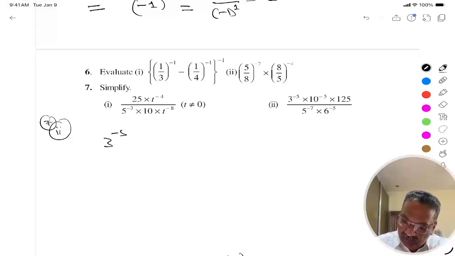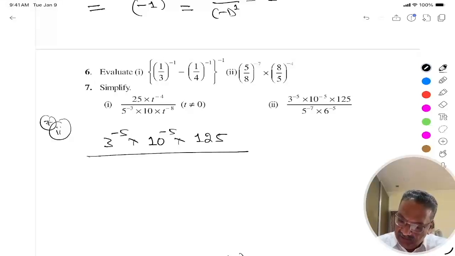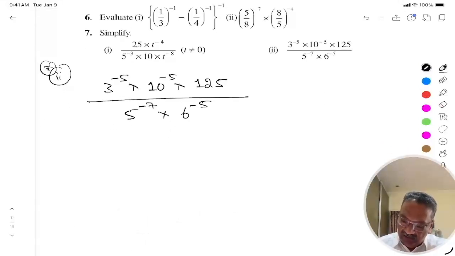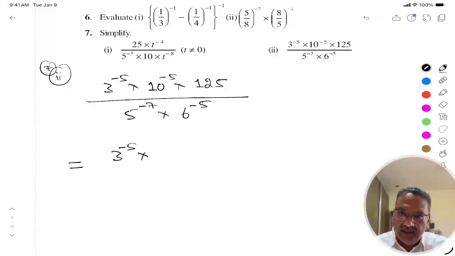3 to the power of minus 5 into 10 to the power of minus 5 into 125 divided by 5 to the power of minus 7 into 6 to the power of minus 5. So we will write all these in terms of simpler forms. This is nothing but 3 to the power of minus 5 into 10 to the power of minus 5. And 10 to the power of minus 5 is equal to 5 into 2 to the power of minus 5.